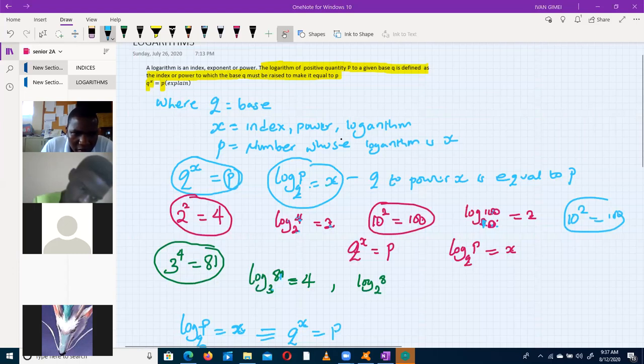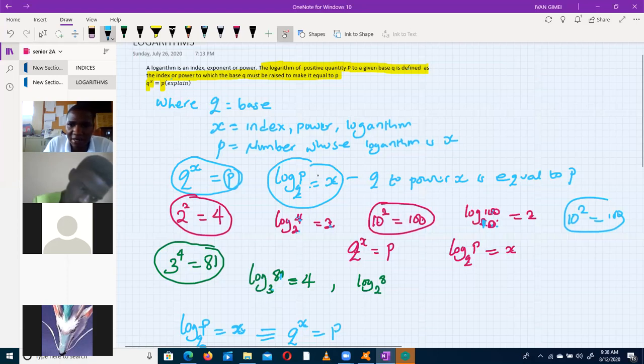The fact about logarithms is the power which is used to raise the base to make it equal to the number whose log you're looking for, in simple terms. So the power is the answer. The power is the log, because you're defining the logarithm as an index. Logarithm is defined as an index, so the logarithm is the power in simple terms.